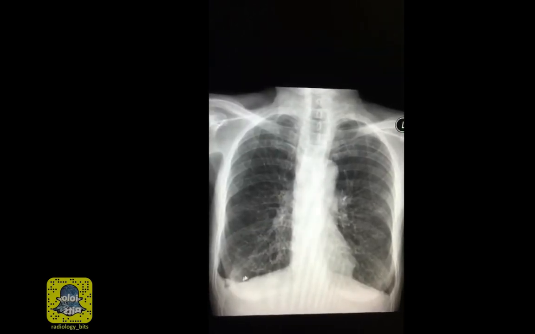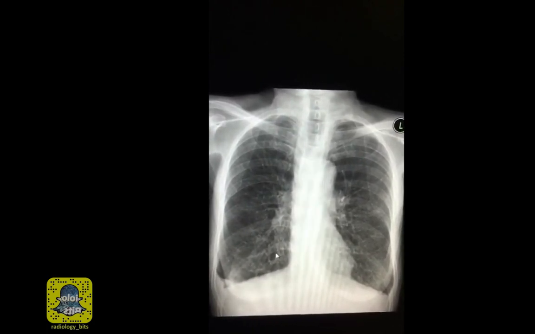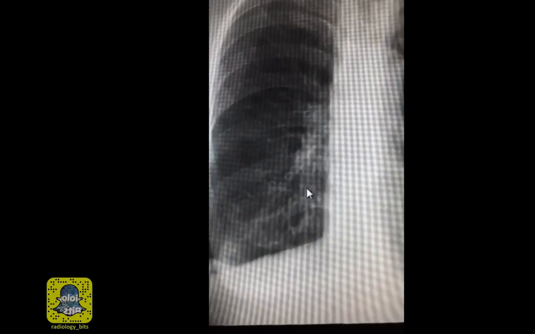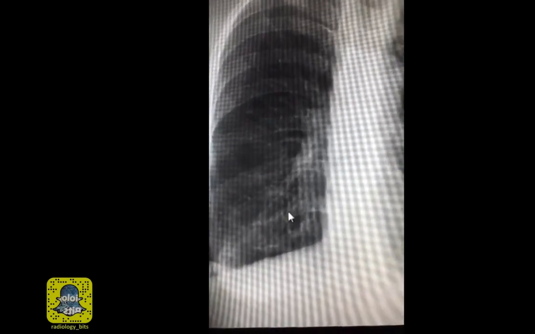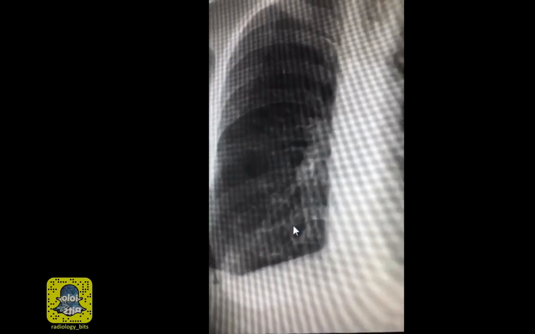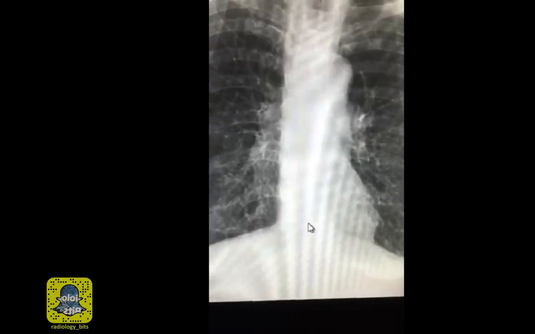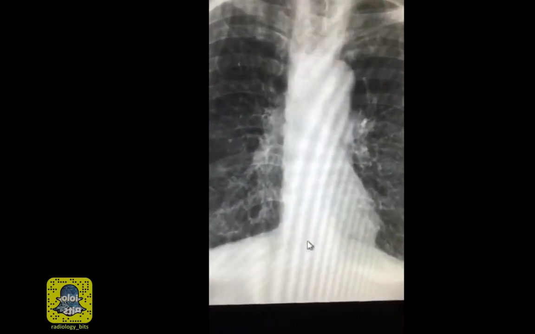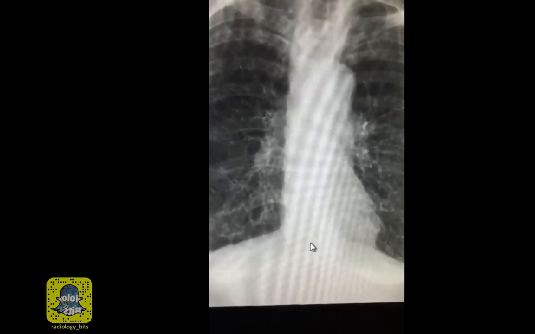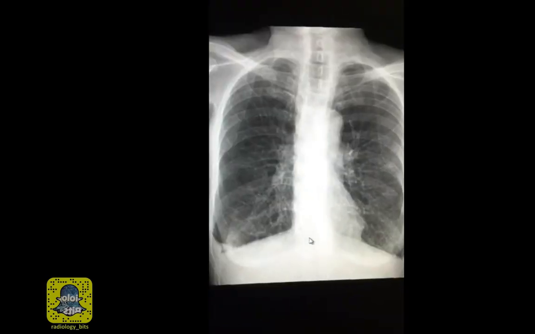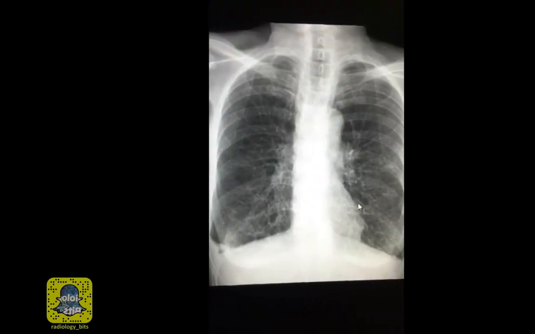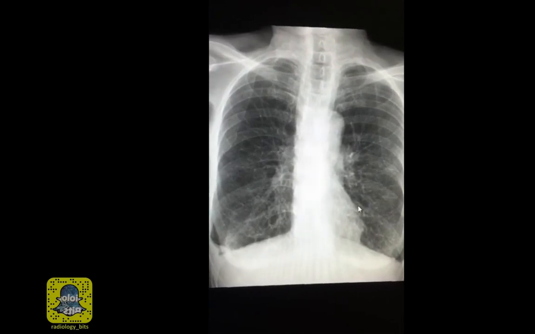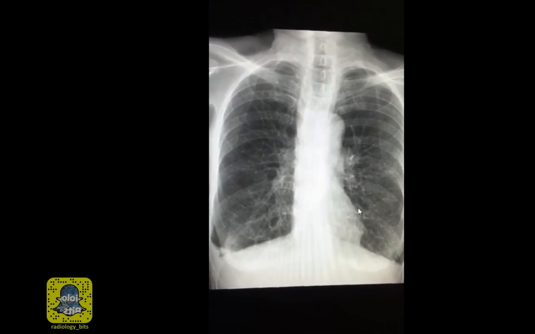Another finding is the presence of these linear opacities in the lower lungs, more pronounced on the right side. So see how you have these linear densities that are more than expected. These are consistent with interstitial opacities, some of which are tubular and others which are rounded, an appearance that is fitting well with bronchial wall thickening. This finding by itself is nonspecific and could be a representation of chronic bronchitis of smoking.